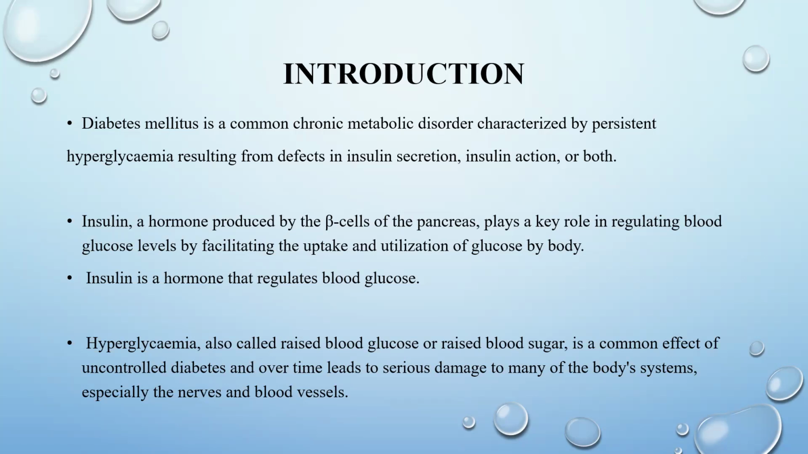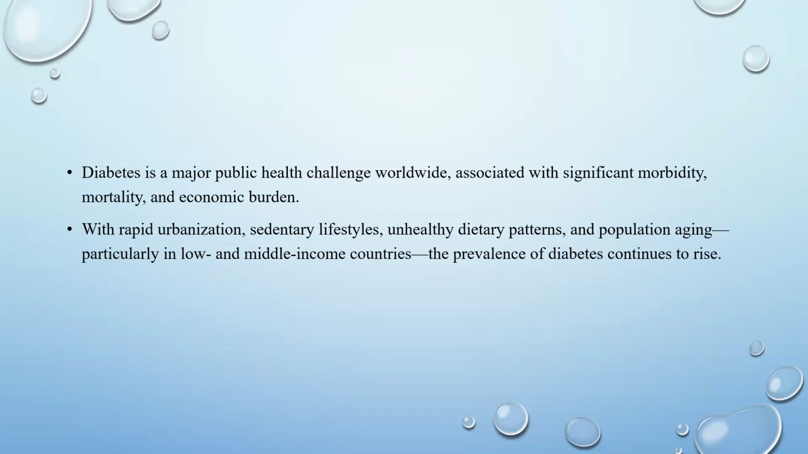Hyperglycemia, which is called raised blood sugar or raised blood glucose, is a common effect of uncontrolled diabetes, and over time it leads to serious damage to many of the body systems, especially the nerves and blood vessels. Diabetes is a major public health challenge worldwide, associated with significant morbidity, mortality, and economic burden, with rapid urbanization, sedentary lifestyles, unhealthy dietary patterns, and population aging. Particularly in low and middle income countries, the prevalence of diabetes continues to rise.